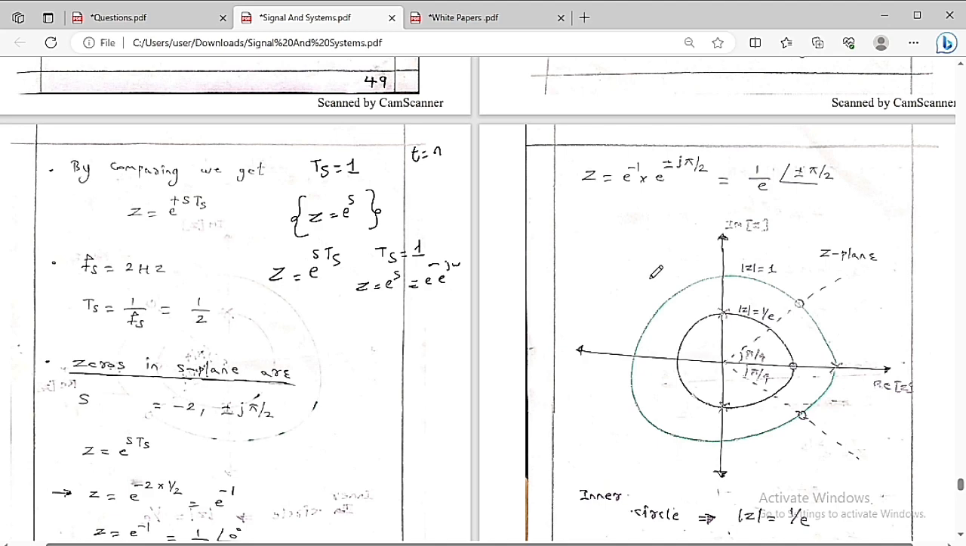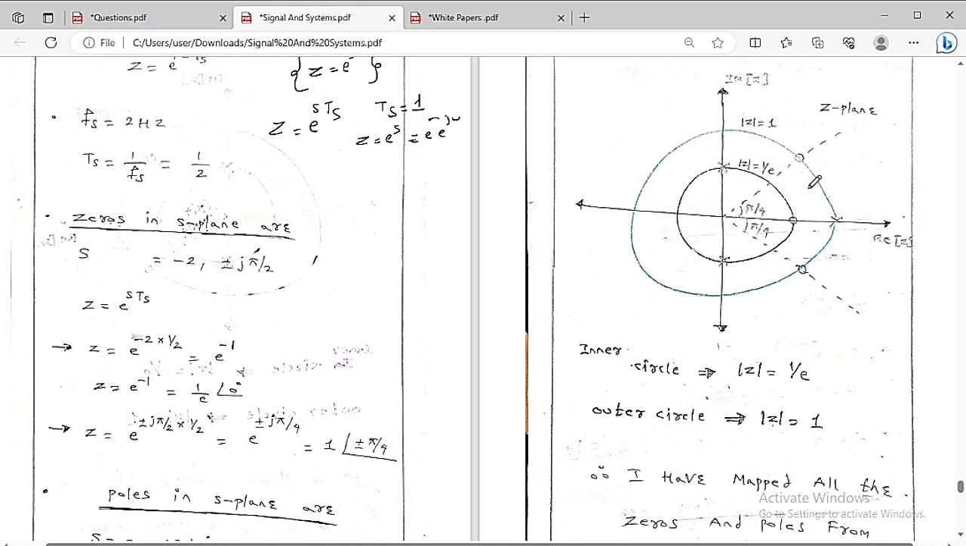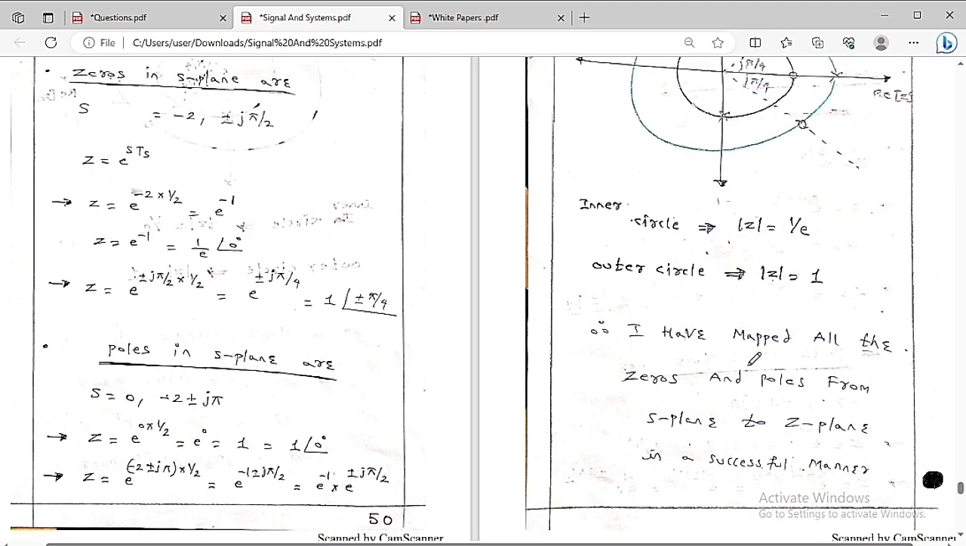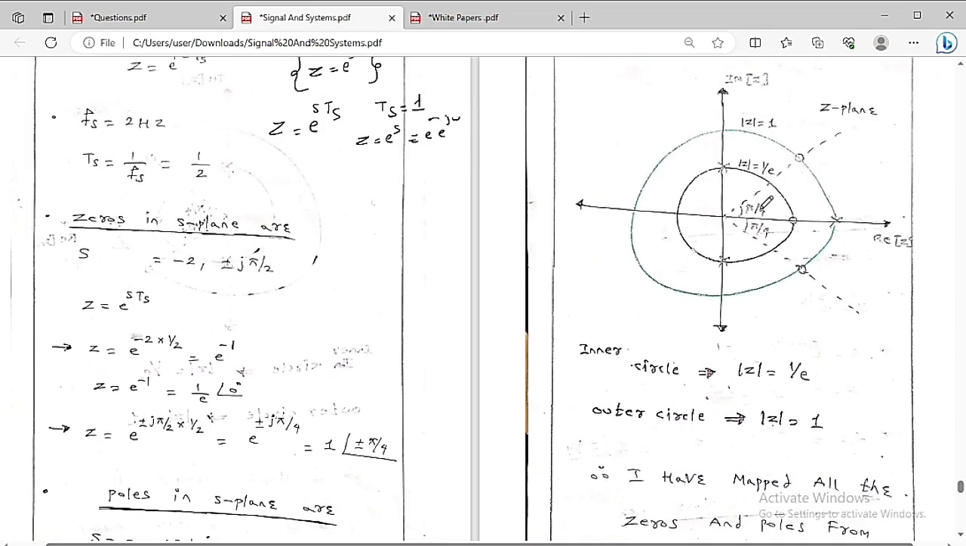So the inner circle has radius Z = 1 by e, and the outer circle has radius Z = 1. I have mapped all the zeros and poles from the S plane to the Z plane successfully, using the relation Z = e^(sTs).